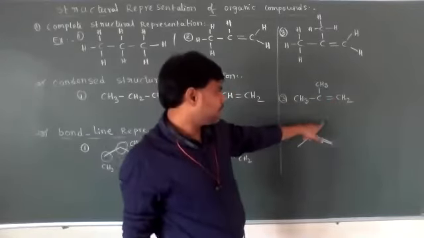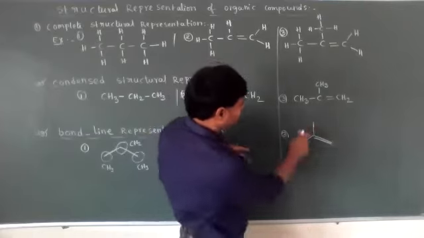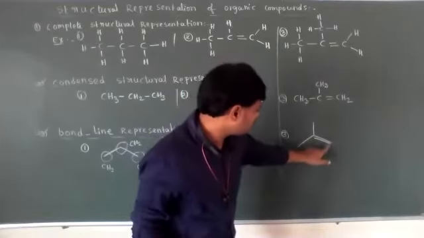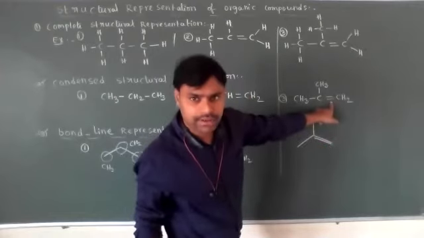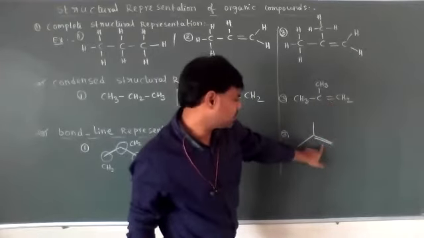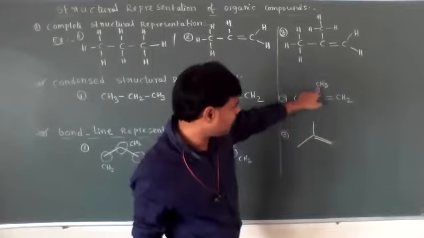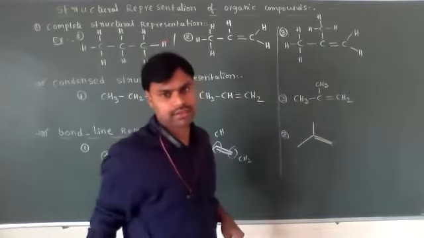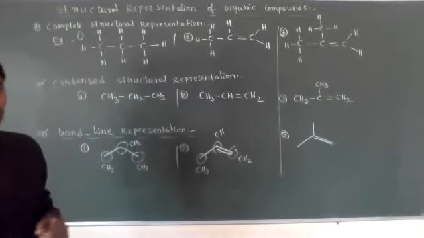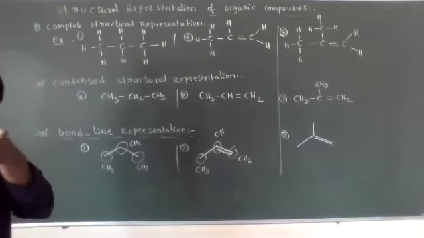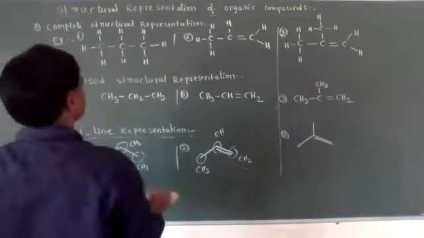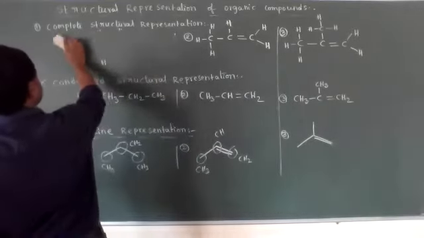For the bond line representation, you draw 1, 2, 3 carbons in a straight line. At one end carbon, a double bond is present, so just write a double bond. The middle carbon has one CH3 group, so at the middle carbon you write one more line. Then we get the bond line representation of 2-methyl propene. Okay. Next.